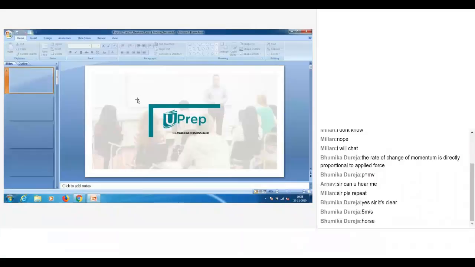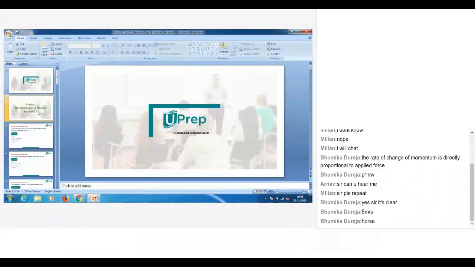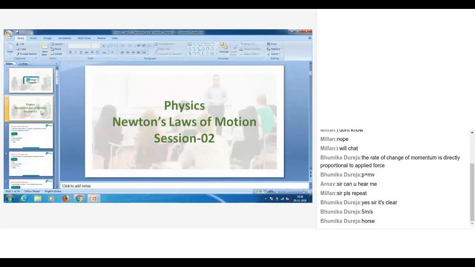Okay, so today's session is related to Newton's second law only. How we have to understand it, it's a little bit of a typical topic, and you only have to give the answer. Okay.